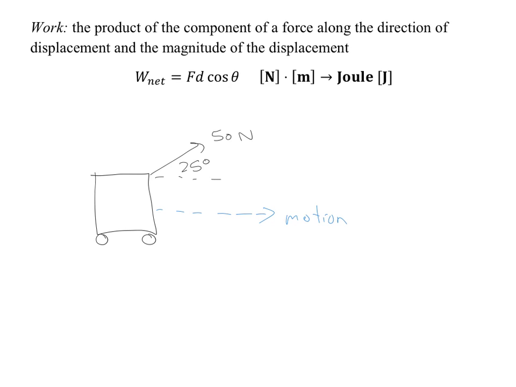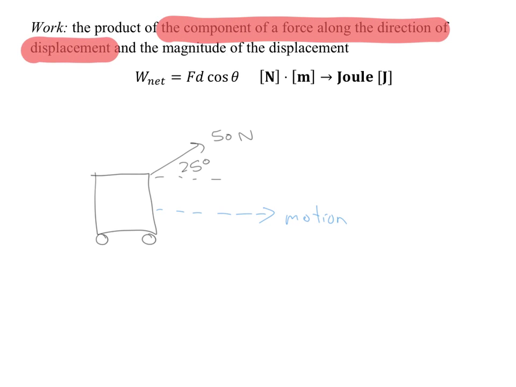Now, if I look at the definition of work, it's the product of the component of force along the direction of displacement. Let me highlight that real quick, because that's the key here. The component of force along the direction of the displacement. And what you're getting from that, let me make this smaller so you can see a little better, is really F times cosine theta.